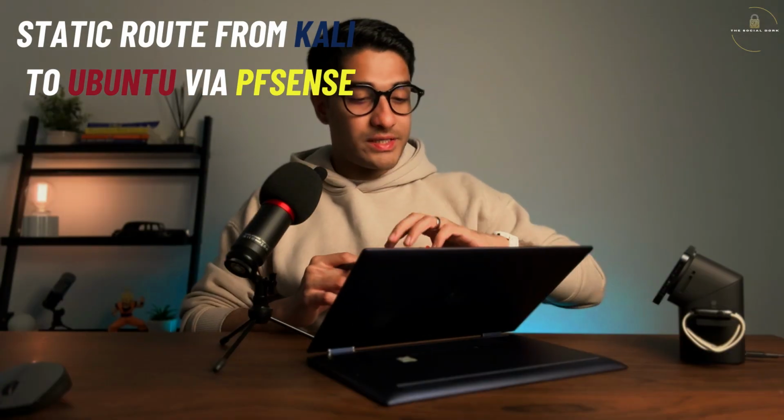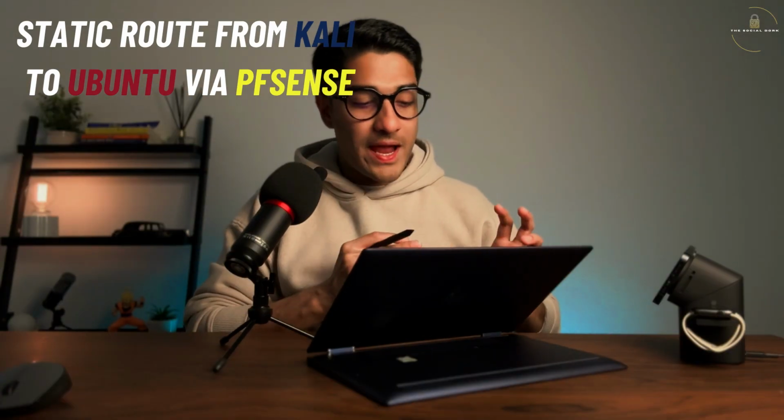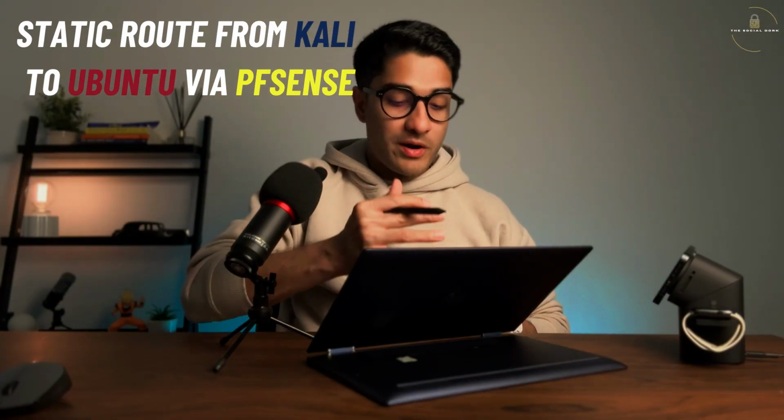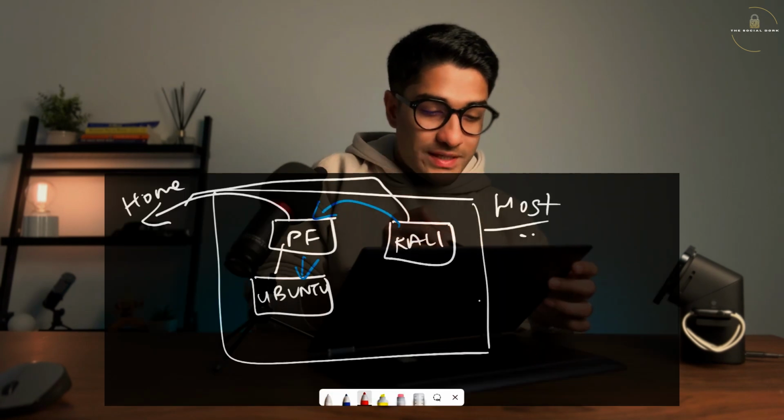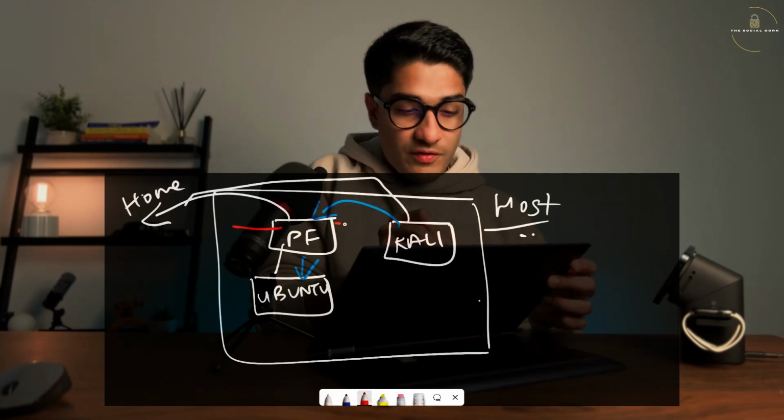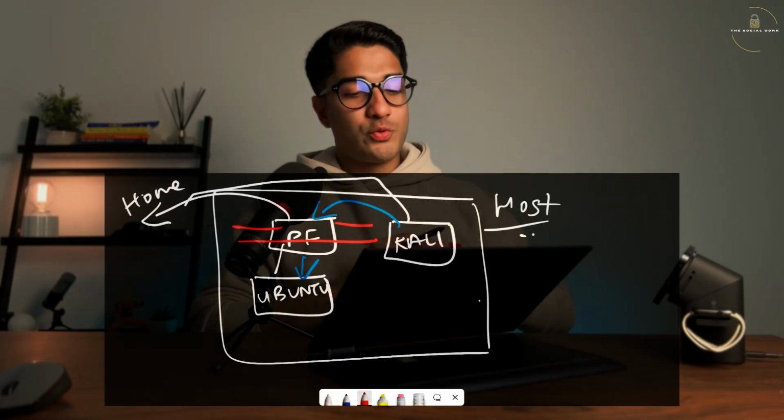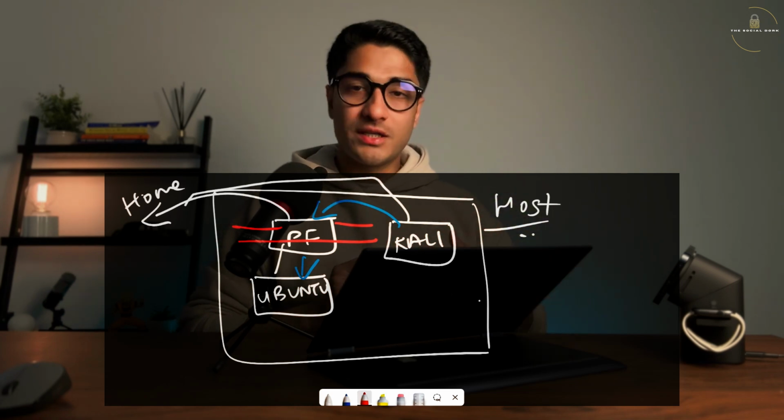That way, we can simulate different types of attacks to our Ubuntu machine from our Kali Linux, and eventually we will set up a barrier on our pfSense right here, which is our firewall, which will block any threats coming in so that our Ubuntu machine is absolutely safe and sound.